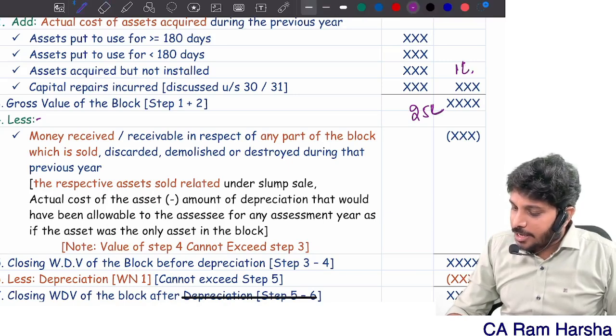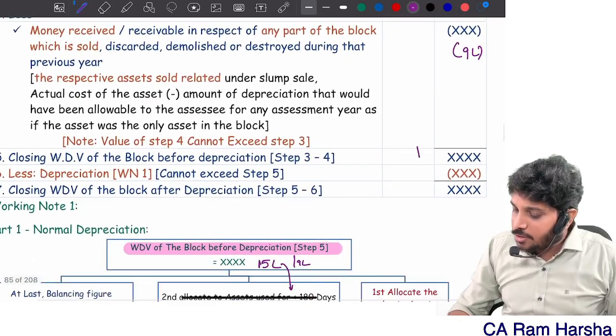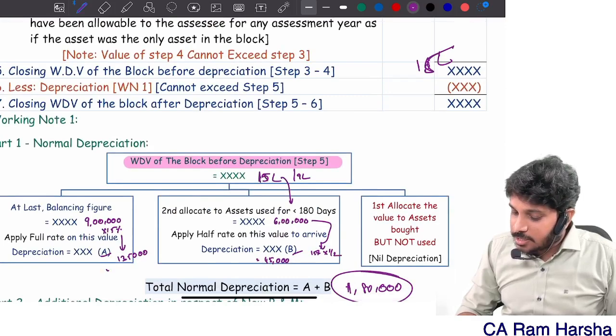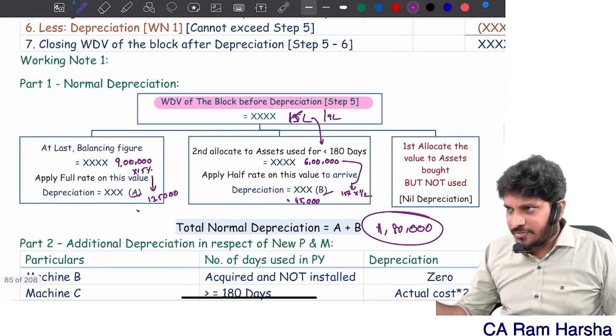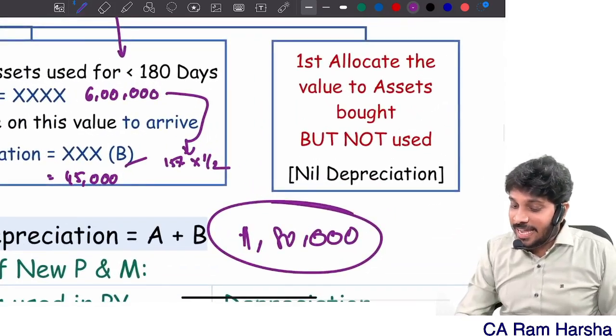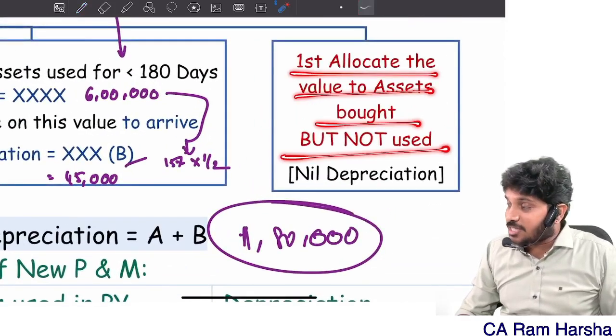24. Okay, 14 lakh. And this is approximately 24. Amount received is gross block value 15 lakh, correct? Now here value available is 15. Now correct, 15. Correct, no? Yeah. Now first allocate to the value asset purchased but not used.